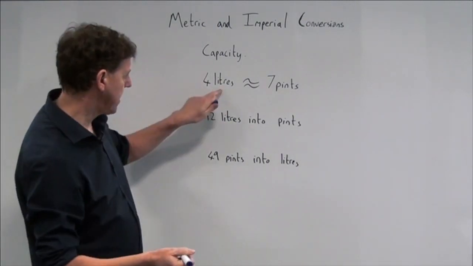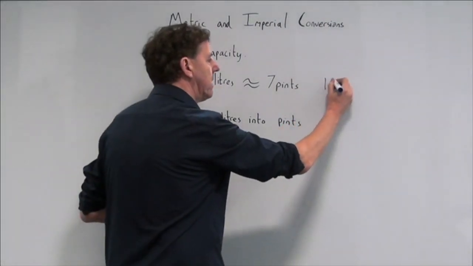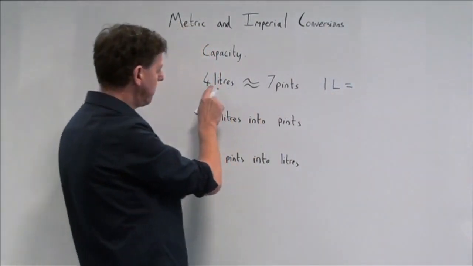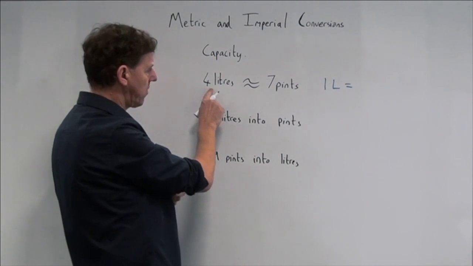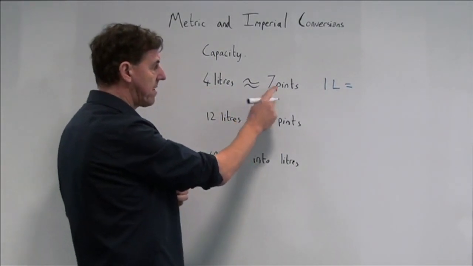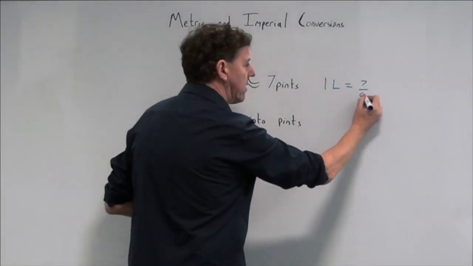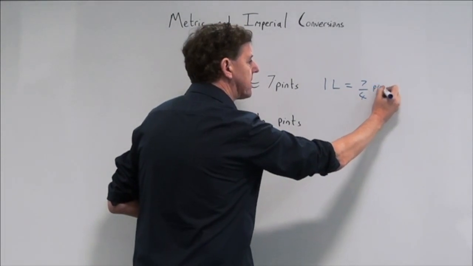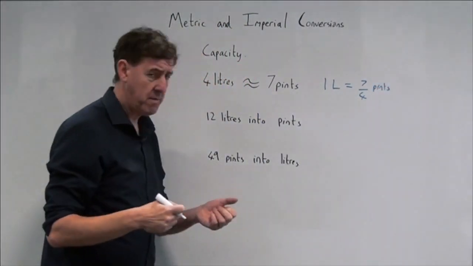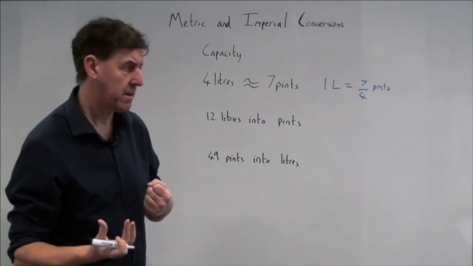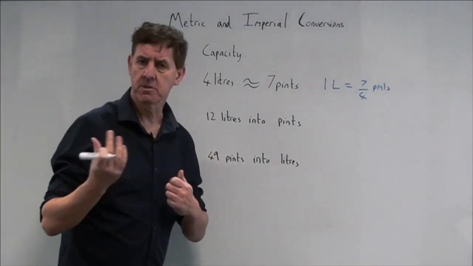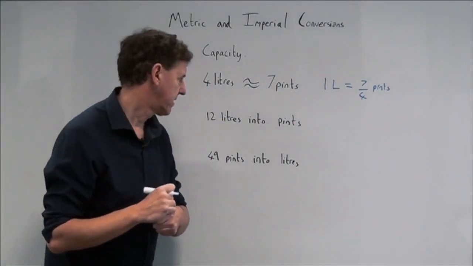So what does that really mean? It means 1 litre is equivalent to, so if I divide that by 4, I get 1 litre, so I must divide the 7 by 4, is 7/4 pints. So what is that equivalent to? It's about 1 3/4 pints. So 1 litre is equivalent to 1 3/4 pints.